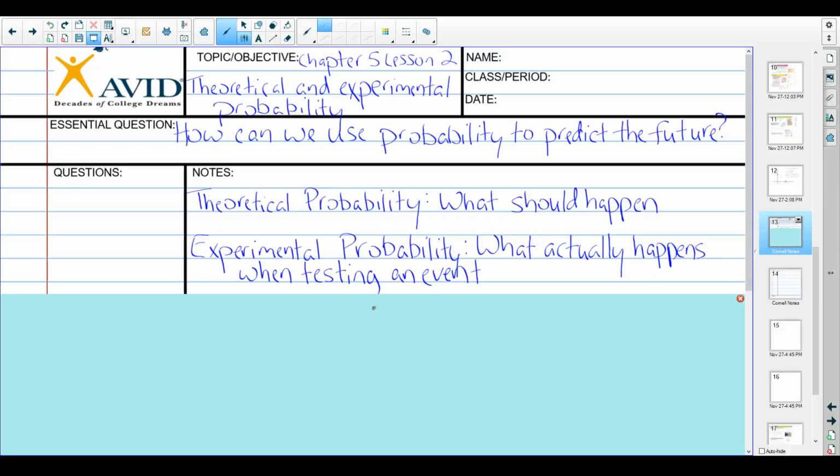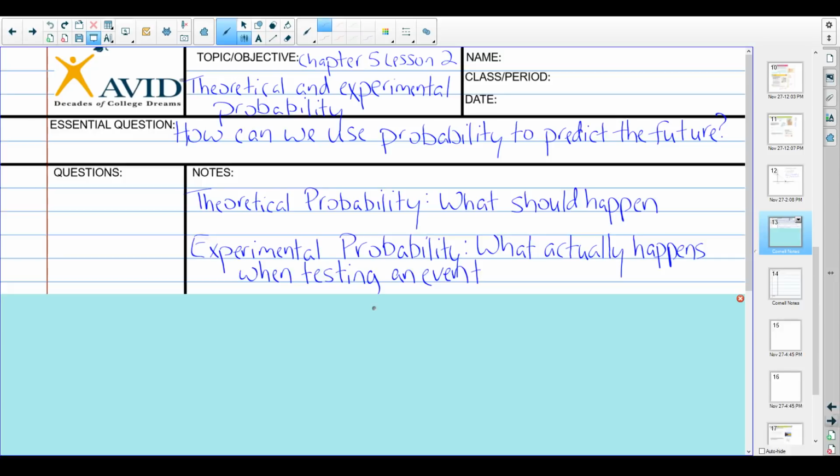Alright. Percentage question hadn't changed. How do we use probability to predict the future? The two things we're looking at today are theoretical and experimental probability. Theoretical is what we did yesterday in lesson 1. It's just what should happen in a perfect world, what the outcome should be. And then experimental probability, this is the part that's new. This is what actually happens if we bothered to test whatever our event is.